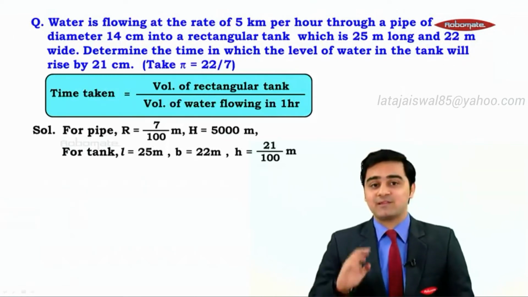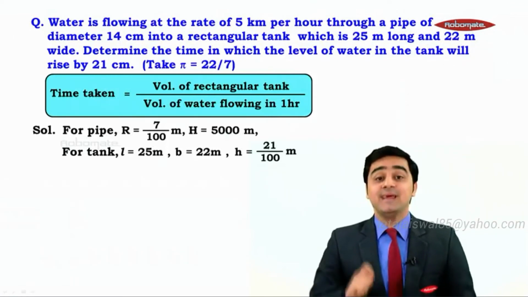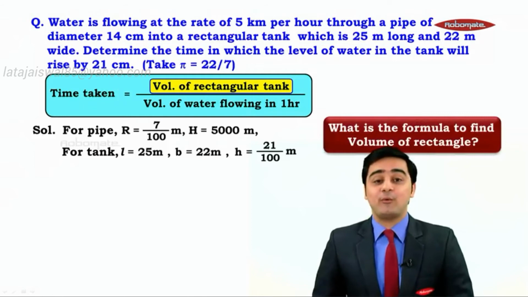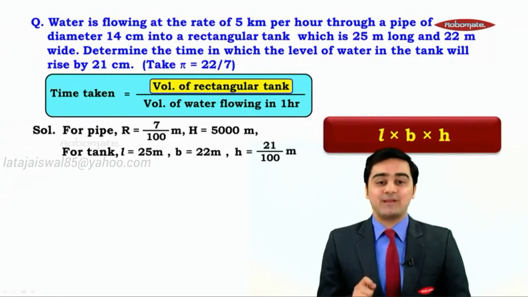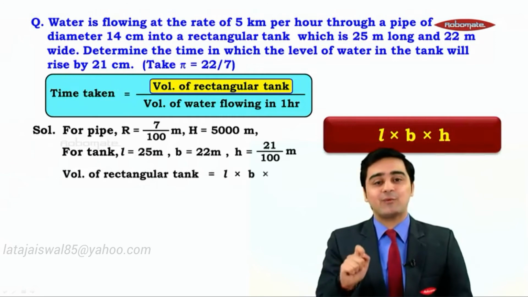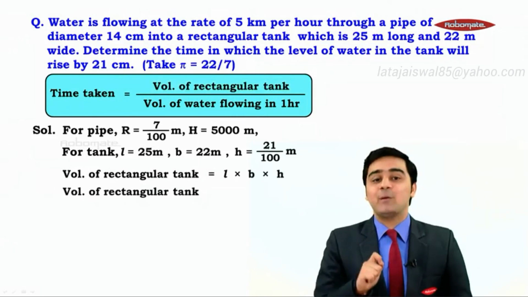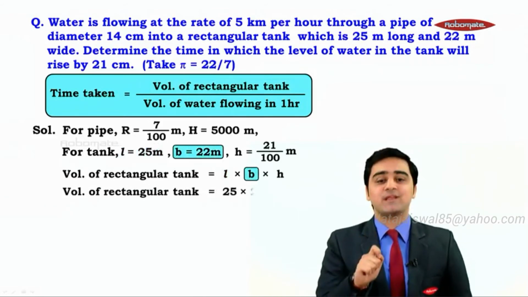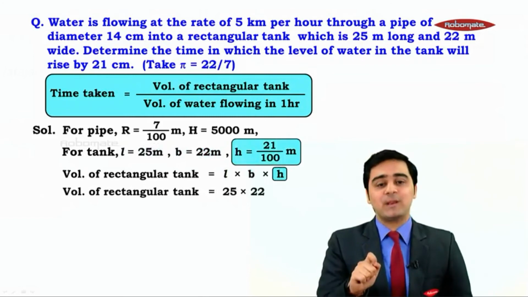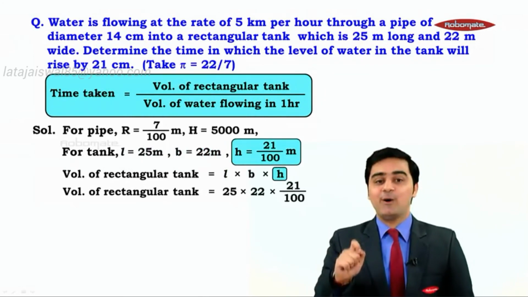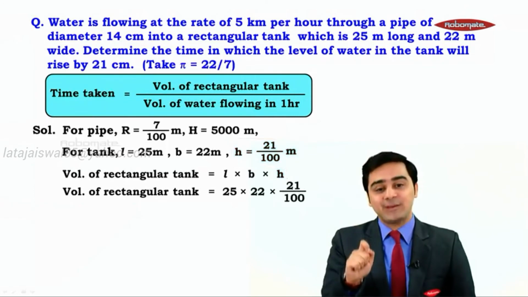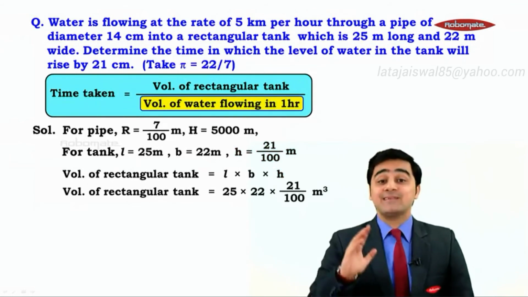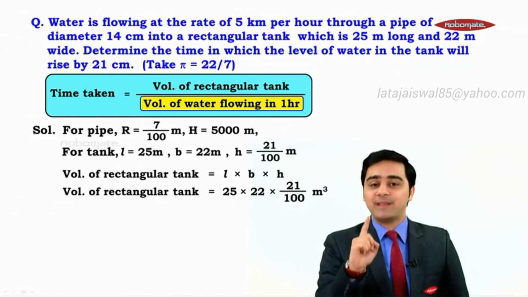Let's proceed further and let us use this formula to get time taken. Let us first calculate volume of rectangular tank. Now my dear students, what is the formula to find volume of a cuboid? Yes, it is L into B into H. Let's write the same in the solution. Volume of tank equal to L into B into H. Let us substitute the values. Now we know that the length of the cuboid is 25. The breadth of the cuboid is 22. And the height of the cuboid is 21 upon 100. So we can say that volume of rectangular tank is equal to 25 into 22 into 21 upon 100 meter cube.